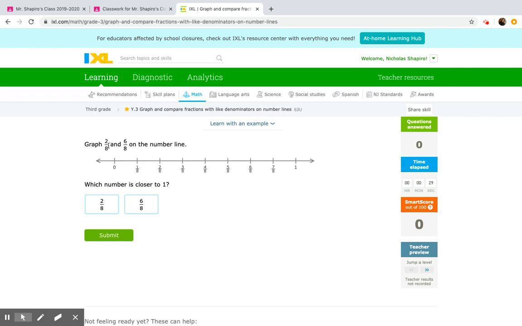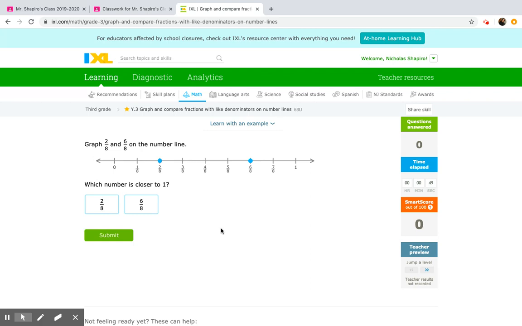So first, 2/8. I'll look on the number line. This is 0, 1/8, 2/8. There we go. Click, and that's the first dot. Now we also need 6/8. So I'll look over the number line. 1, 2, 3, 4, 5, 6/8. Once I found it, I'll click, and now I have two dots.